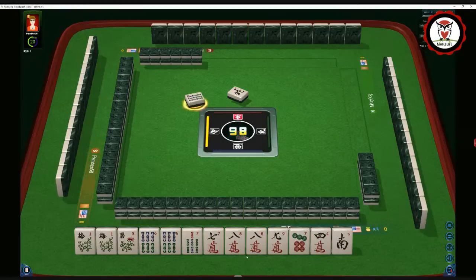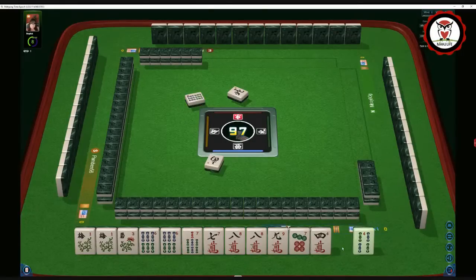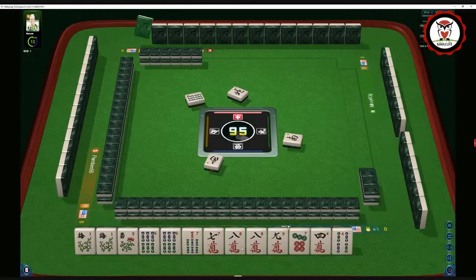Let's see here. 6 bamboos. What about if we were to do 6, 7, 8, 8? Maybe we can get an 8 dot. I think we let that go, but that was before. I think that was when we had 1 flower. 6, 7, pair, 8, 8, pung, pung. 6, 7, 8, 8. 4 bamboos.